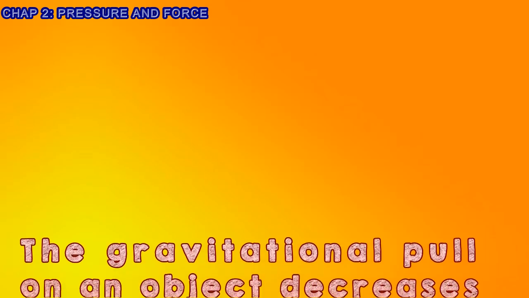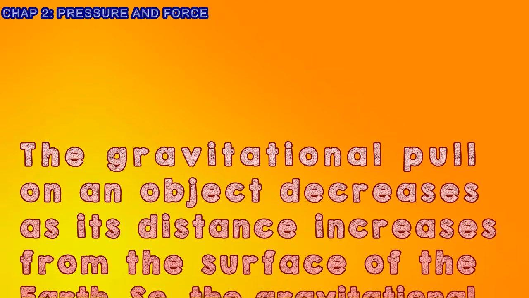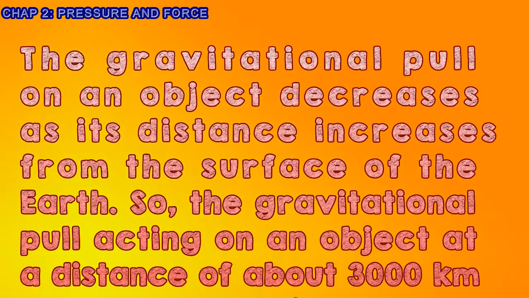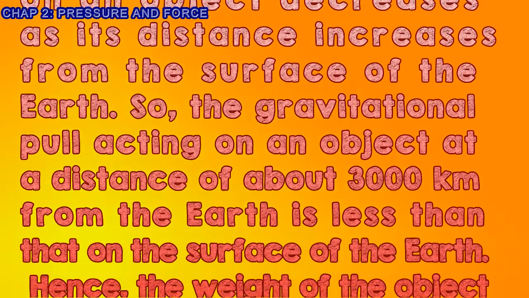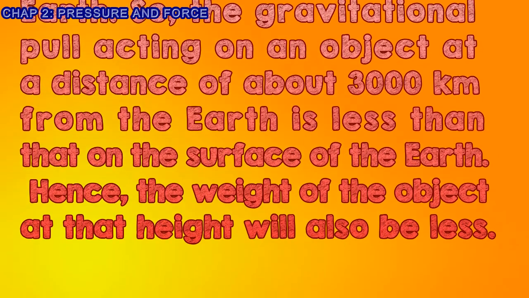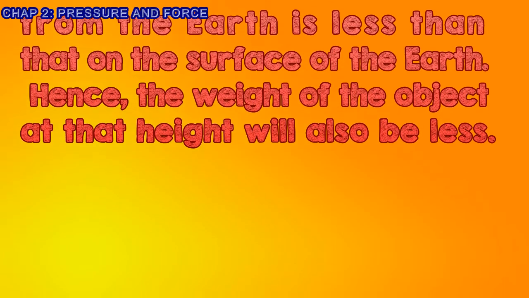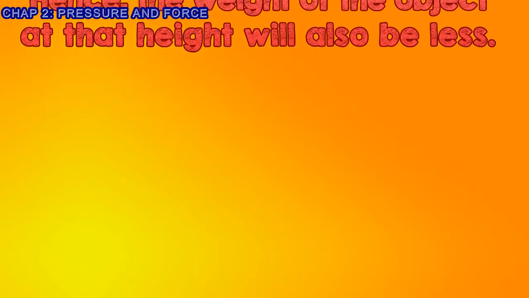The gravitational pull on an object decreases as its distance increases from the surface of the earth. So, the gravitational pull acting on an object at a distance of about 3000 km from the earth is less than that at the surface of the earth. Hence, the weight of the object at that height will also be less.